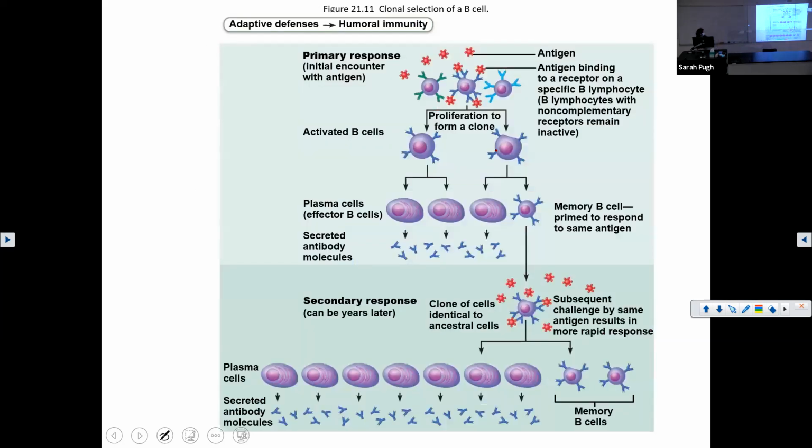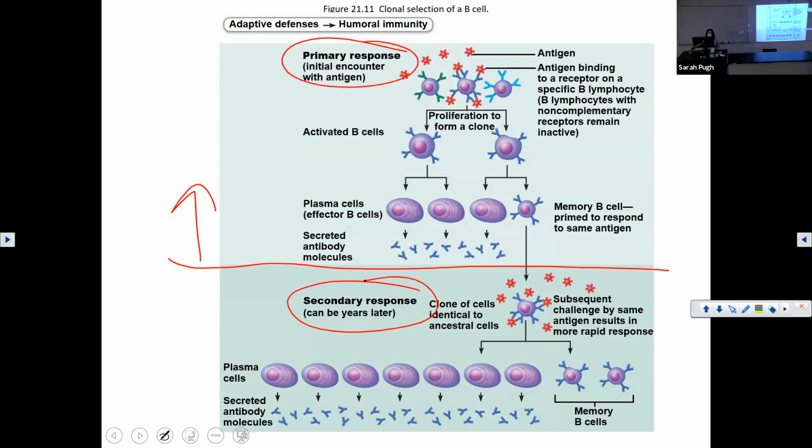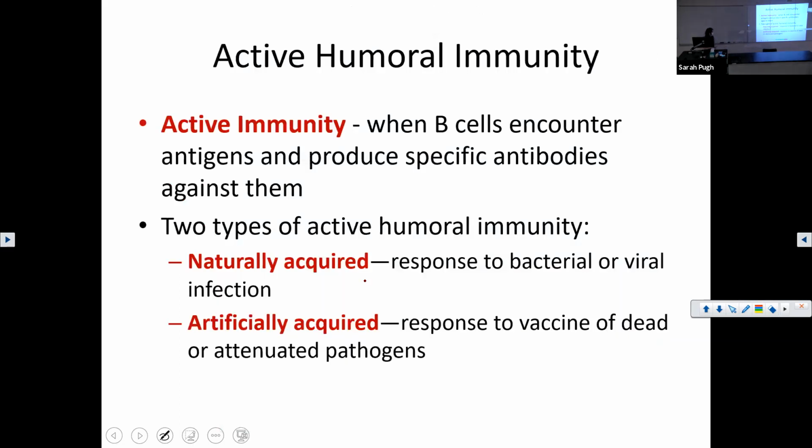And so that's what this picture is showing you. So I'll draw a line right here. Everything above this line is our primary response, and everything below that red line is the secondary response. So you can see that same foreign antigen gets in, memory cells recognize it, and they pump out much higher levels of plasma cells and antibodies than you did the first time around. And again, those memory cells can hang around for a long time.